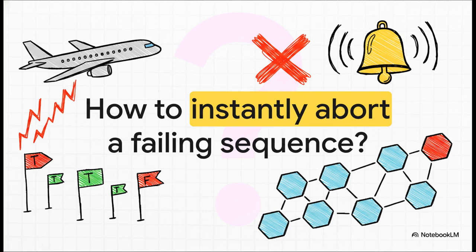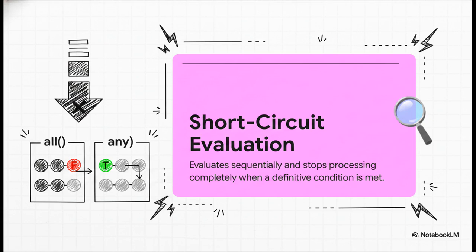Or think about a cybersecurity network. If even one defensive node out of thousands spots a breach, the alarm needs to go off immediately. You definitely do not want to be writing clunky, deeply nested conditional statements for life or death checks like that. Instead, we bring in all and any. Both of these functions rely on a highly aggressive optimization technique known as short-circuit evaluation.